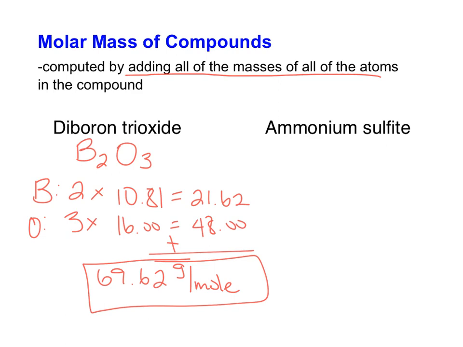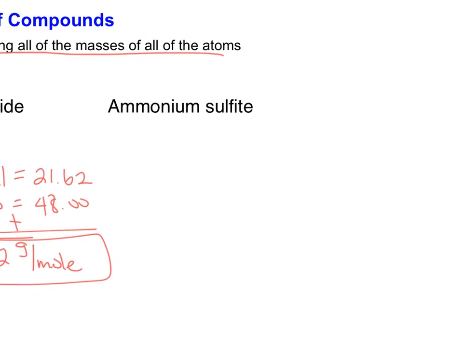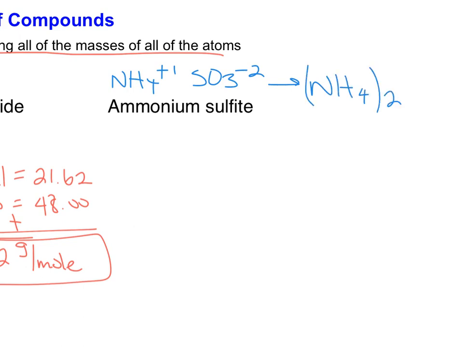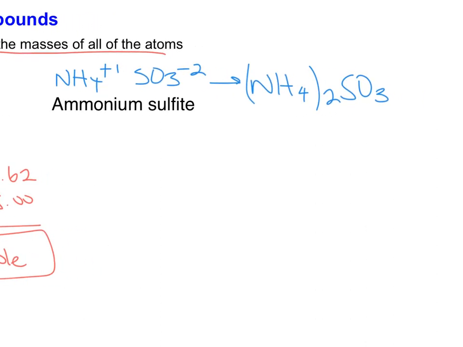Now, the next one is ammonium sulfite. So now this one is ionic. So we're going to need to take a second and think about this formula here. I've got ammonium, NH4 plus 1, and I've got sulfite, SO3 negative 2. So my formula is going to become (NH4)2SO3. It's going to take 2 ammoniums to cancel out with 1 sulfite. So this compound has 4 elements in it. We've got N, we've got H, we've got S, and we've got O.